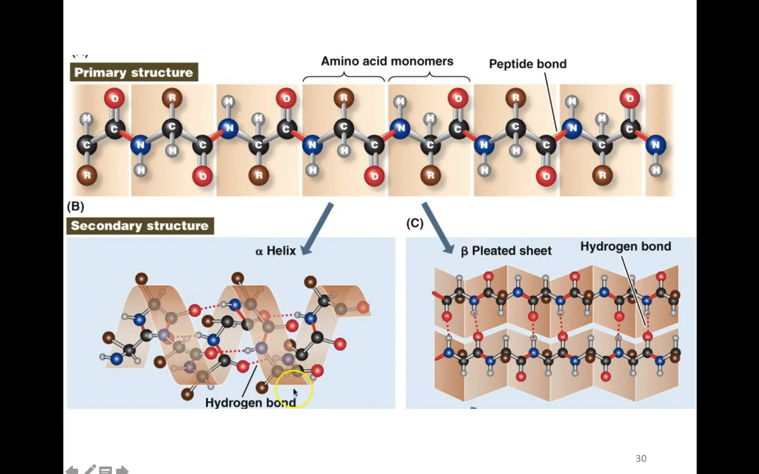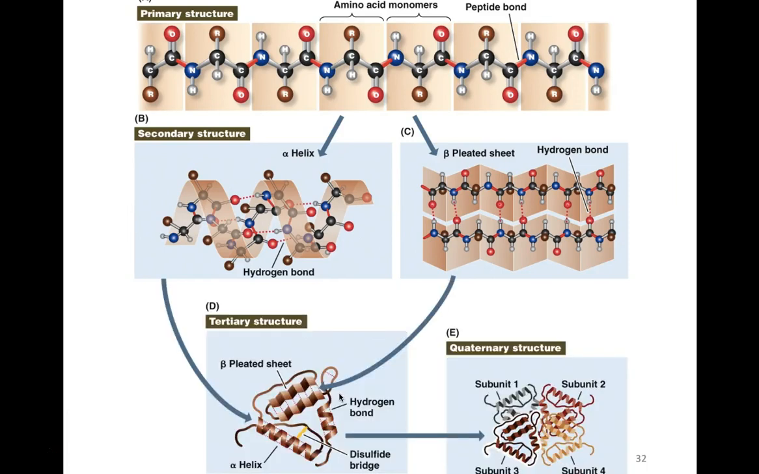Secondary structure is how they start to interact with each other in alpha helices or beta pleated sheets. And then we have tertiary structure. So it's starting to get real crazy. And this is where that stuff folds up even more. And if that's not enough, we have quaternary structure. So that's where different chains of amino acids, so different polypeptides, have to come together to form a functional protein.